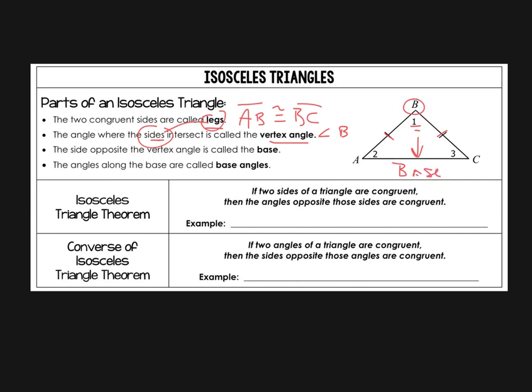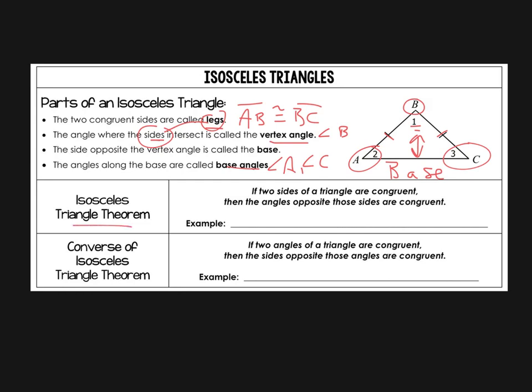The base is always the oddball side. So the congruent sides are the legs, and the base is the oddball side, the non-congruent side. Opposite the base is the vertex angle. Opposite the vertex angle is the base. So then what do we call angle A and angle C? Of course, we would call those the base angles. So angle A and angle C are the base angles.